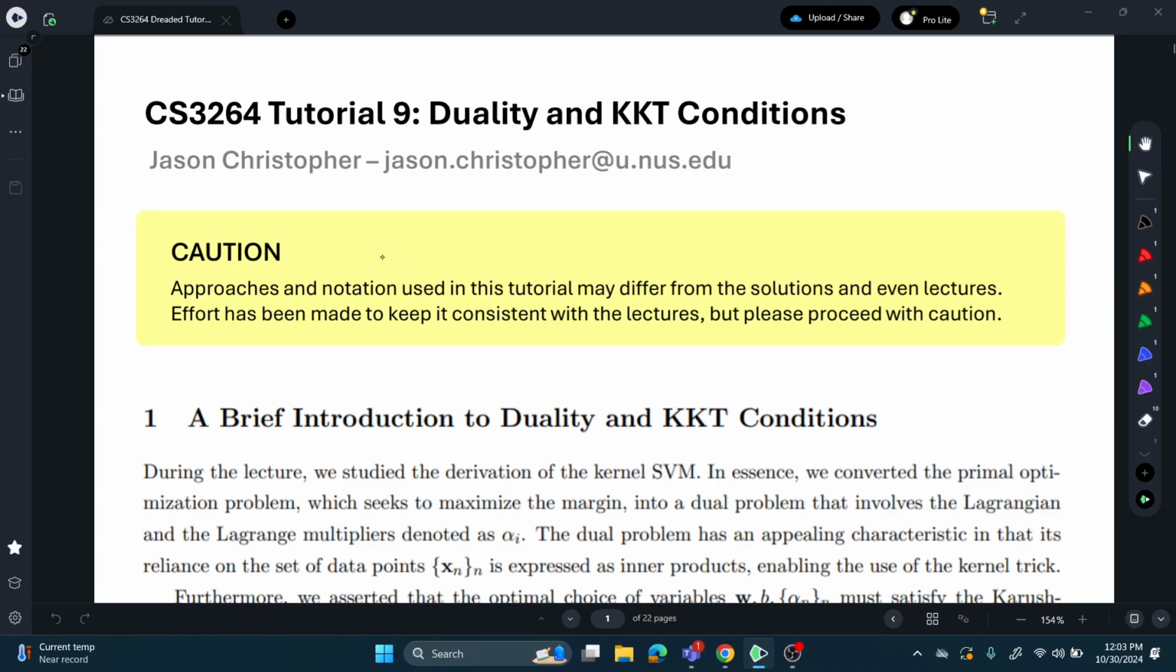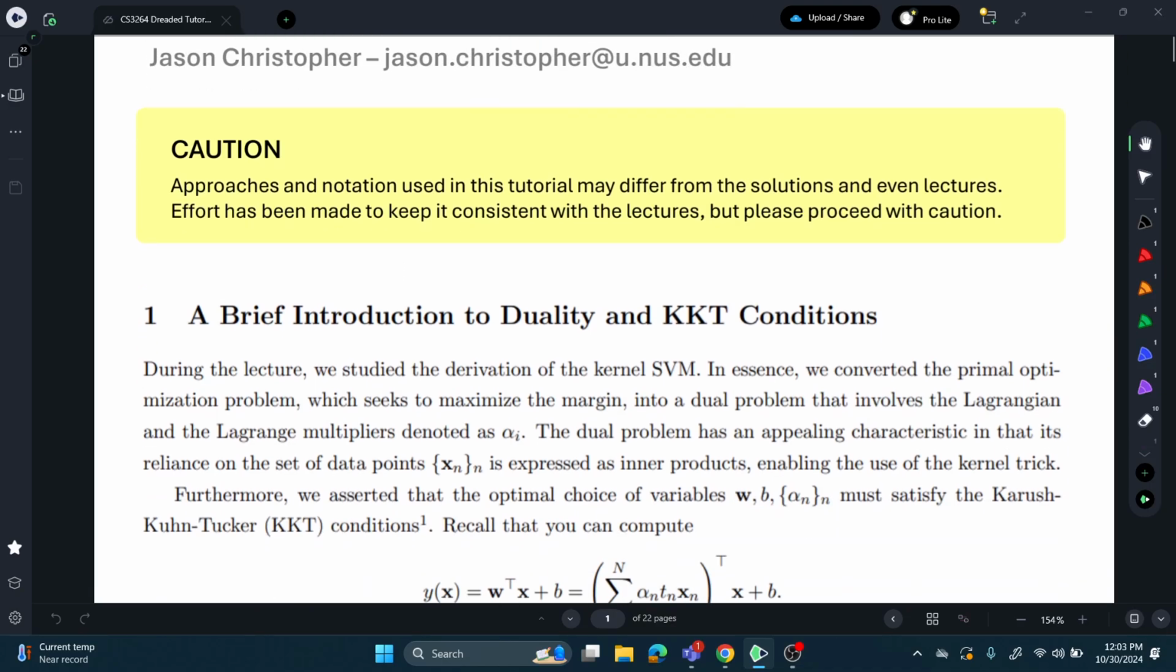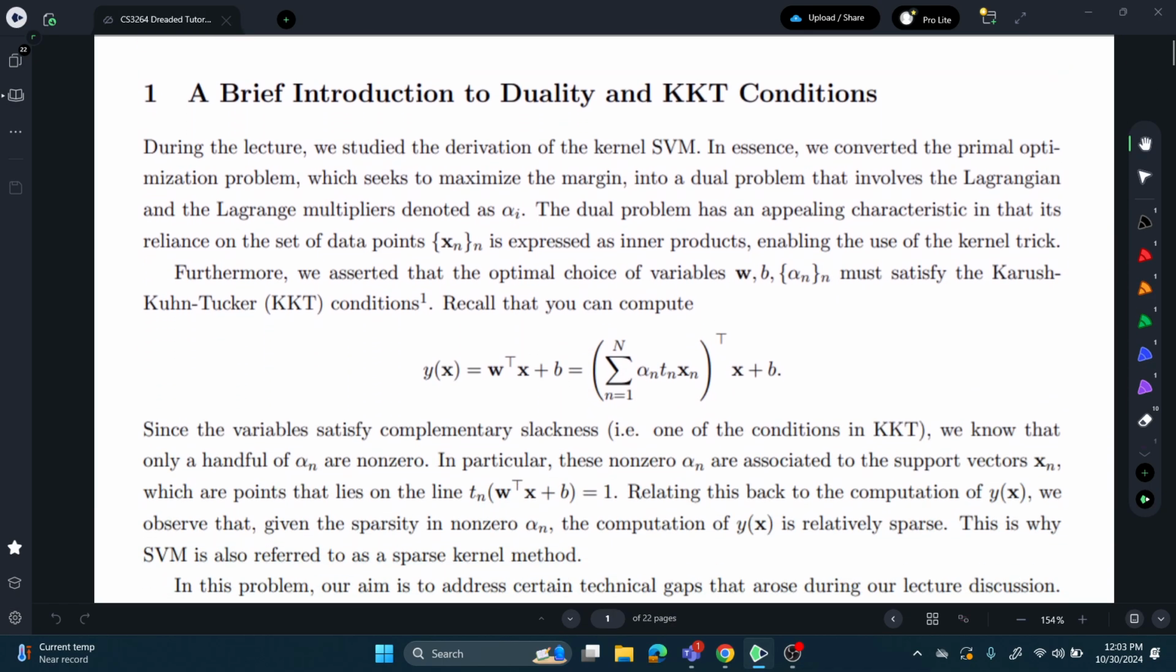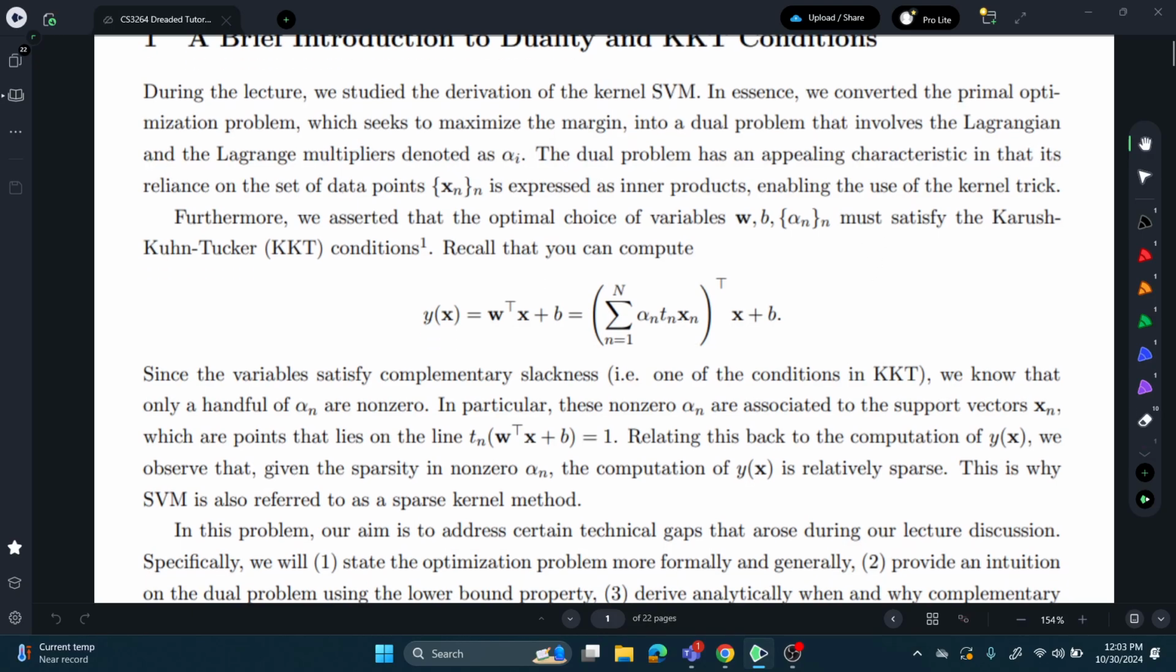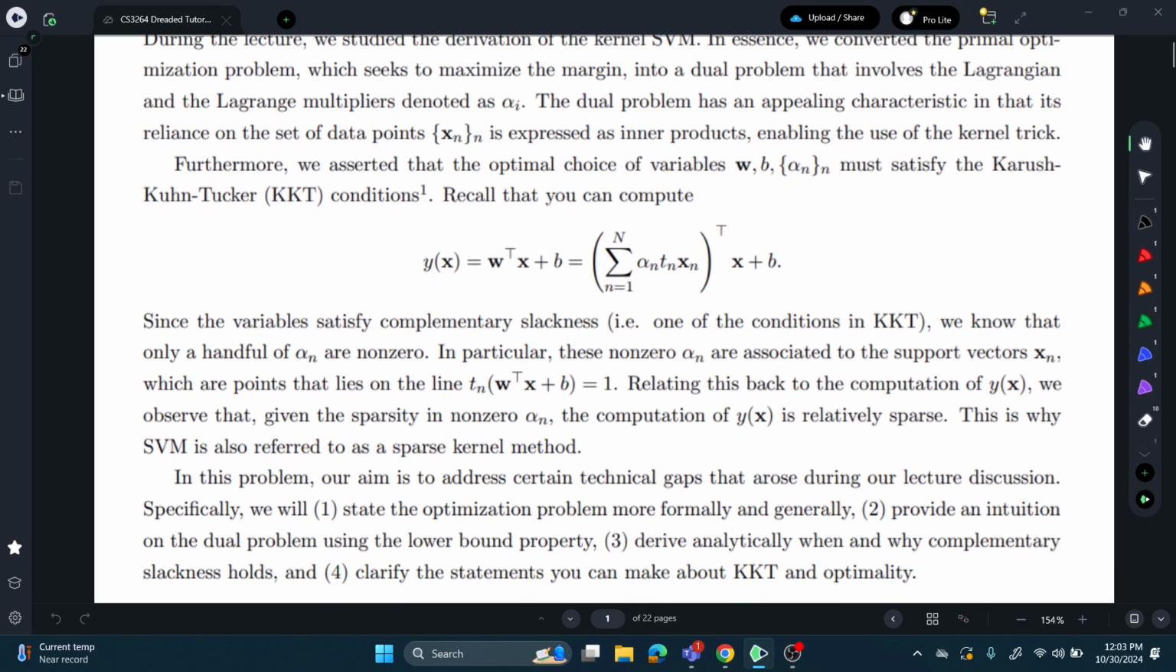But I try to match the notation as much as possible with what Prof. Harold has. Although the notation that I prepared might be a bit different from the solutions, because I try to keep it consistent with the lecture instead of with the solution. So proceed with caution. I won't be covering the first few parts because they are essentially the summary of what we are going to do today.